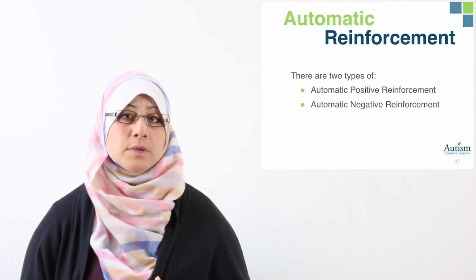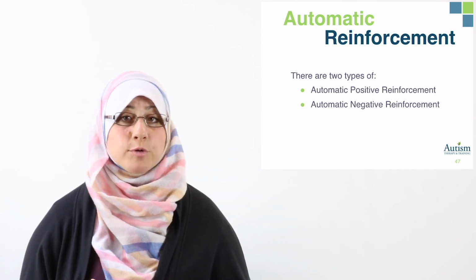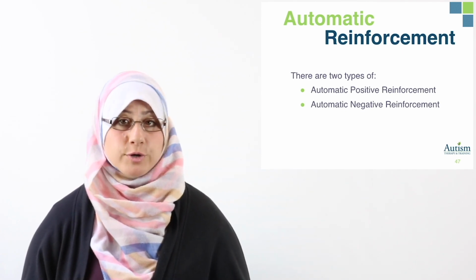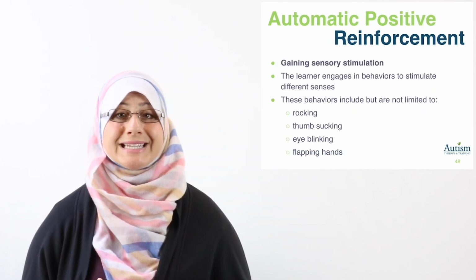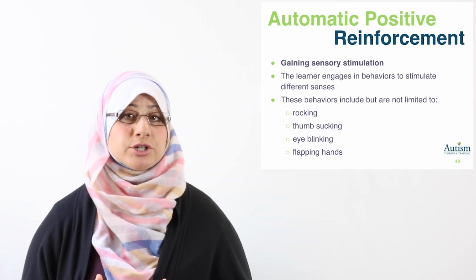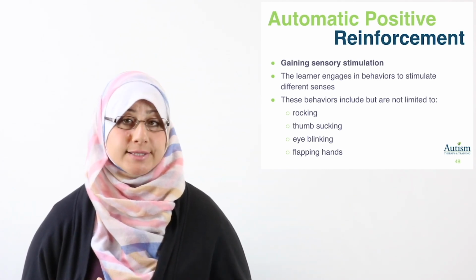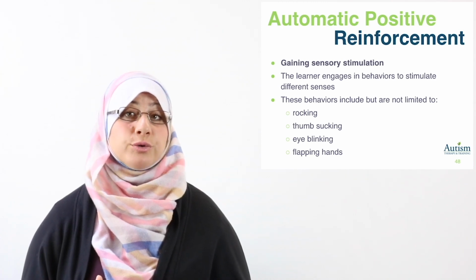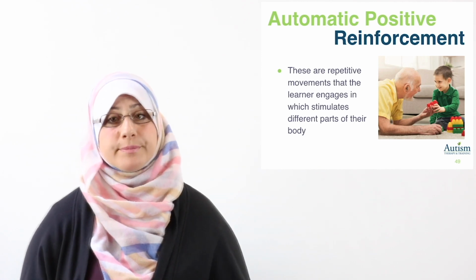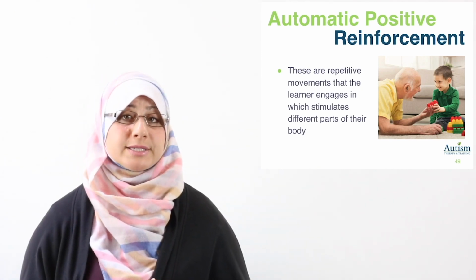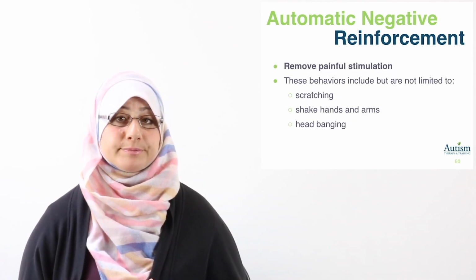Automatic reinforcement. There are two types: automatic positive reinforcement and automatic negative reinforcement. The function of automatic positive reinforcement is gaining sensory stimulation, and the learner engages in behaviors to stimulate different senses. These behaviors include rocking, thumb sucking, eye blinking, flapping hands, and more. These are repetitive movements that the learner engages in, which stimulates different parts of their body.